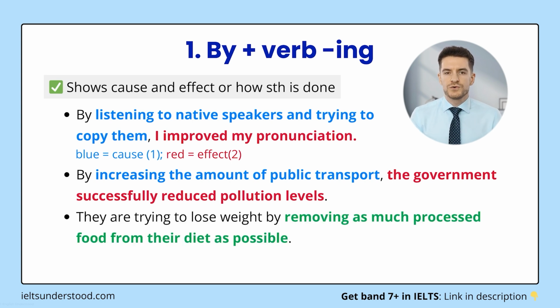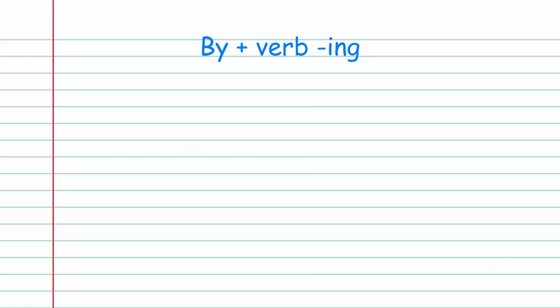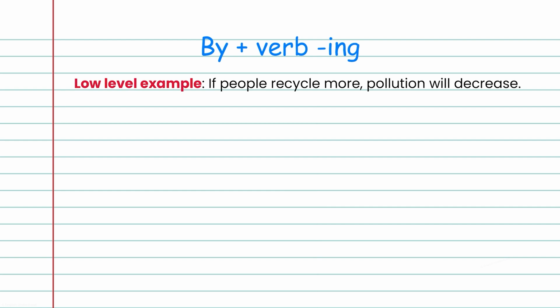Now let's look at one more example. They are trying to lose weight by removing as much processed food from their diet as possible. So why do you think I've got that last part in green? Well, I'm trying to show you that the part in green is how they are doing it. That is how they are trying to lose weight. So by plus verb ing is a great phrase to use when you're trying to show cause and effect or how something is done. Now, let me show you a sentence with a lower level of grammar, and then let's use by plus verb ing to improve it.